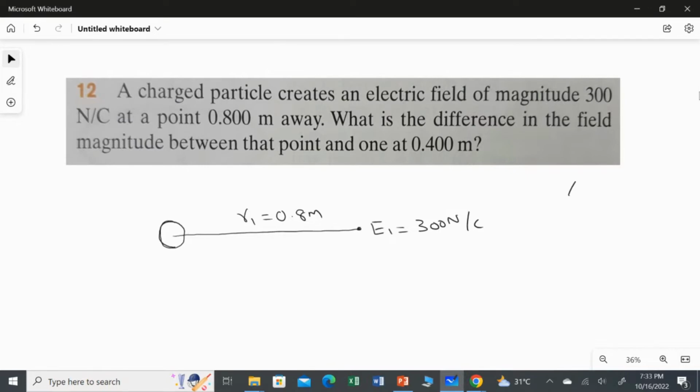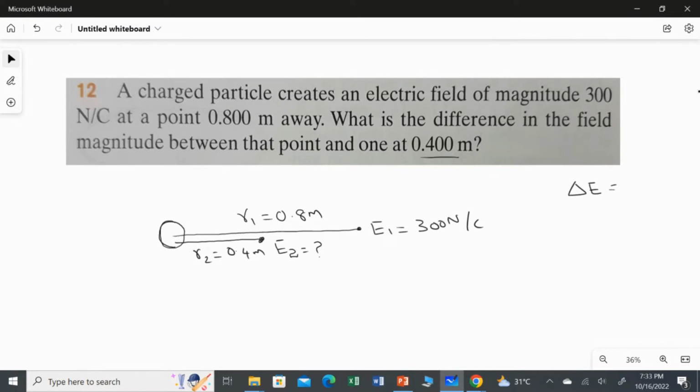Now we have to find the difference in field magnitude. So we are going to find the change in electric field. But how can you find the change in electric field? First of all, we have to identify the electric field at a distance of 0.4 meters. So from here to here, let's take this as our R2, and the value is 0.4 meter, but we don't know the electric field at this point. Once we identify it, we can easily find the change in electric field, or the difference.